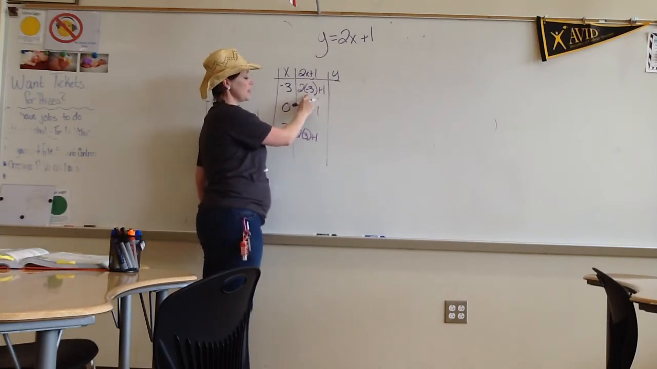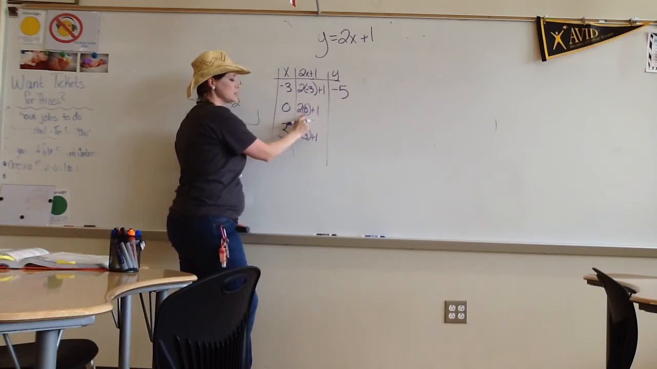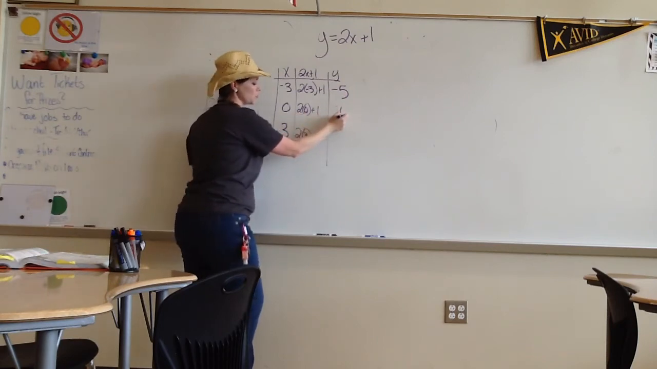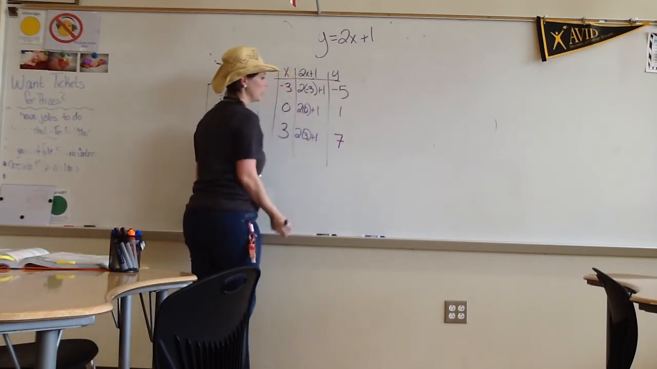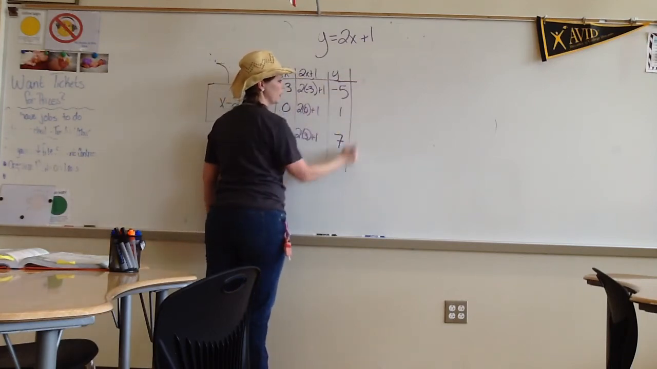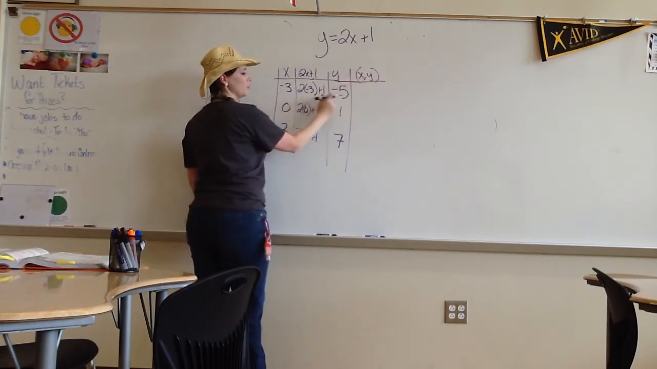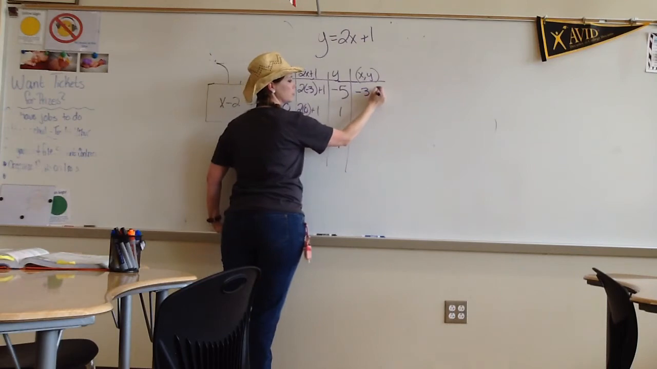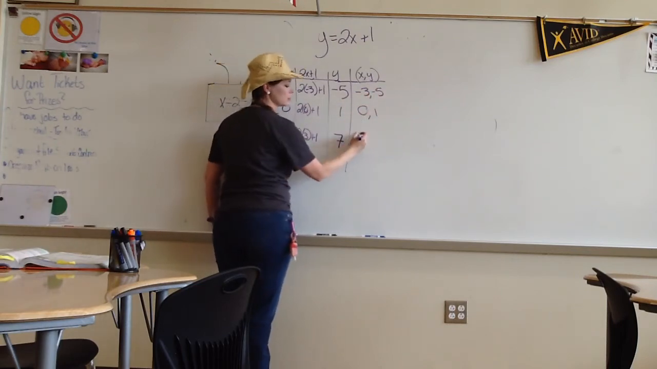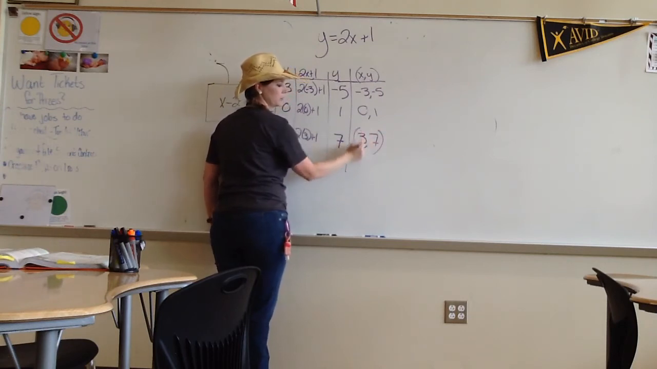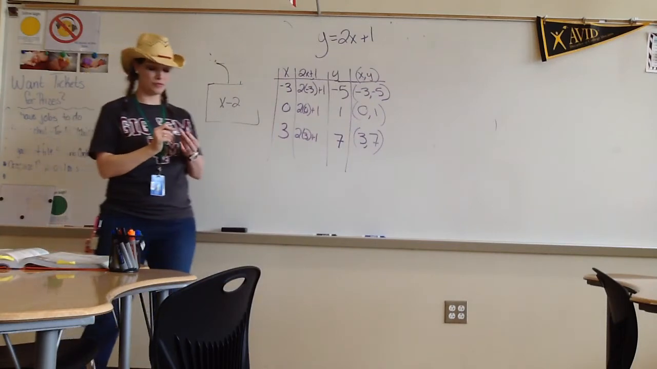2 times -3 is -6, plus 1 is -5. 2 times 0 is 0, plus 1 is 1. 2 times 3 is 6, plus 1 is 7. Okay? Then if you were to write your ordered pairs in your table, you have your x, y, you'd have (-3, -5), (0, 1), and (3, 7). Okay? From there, you can now graph the information.